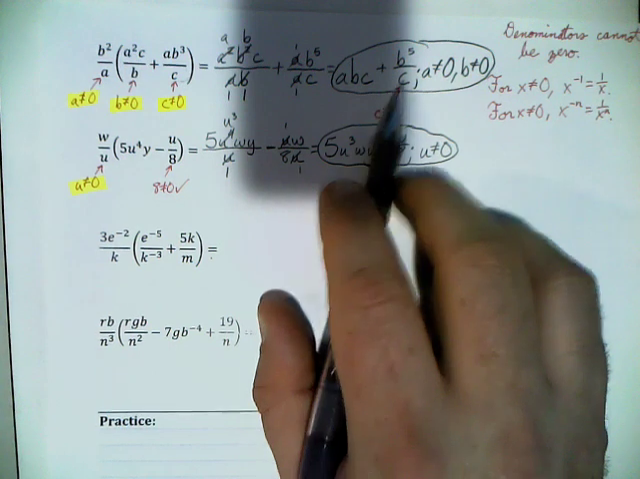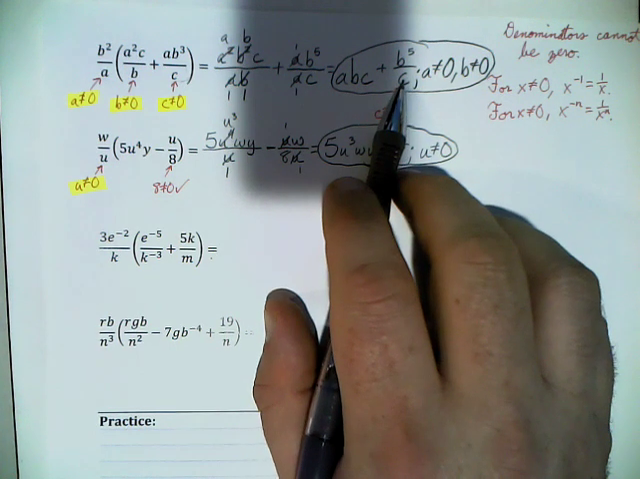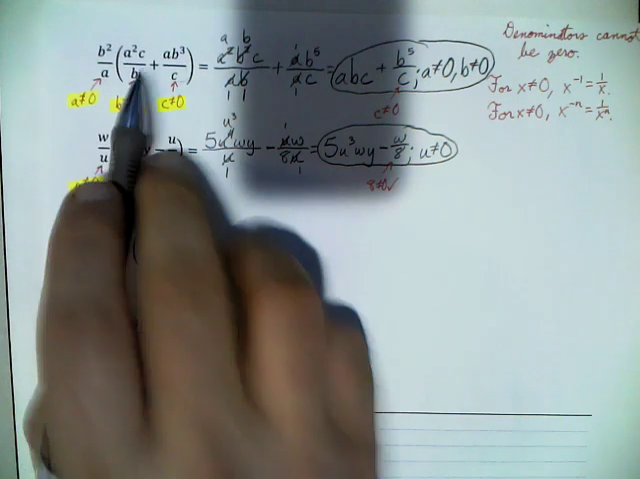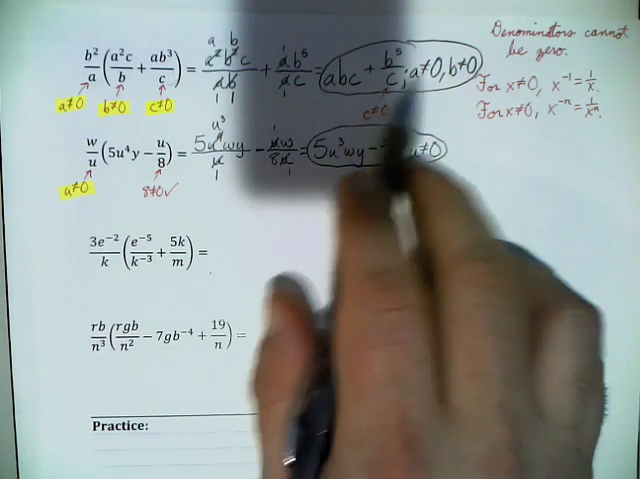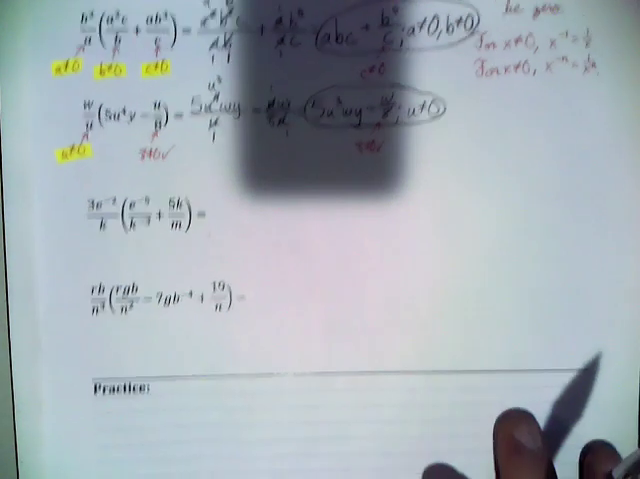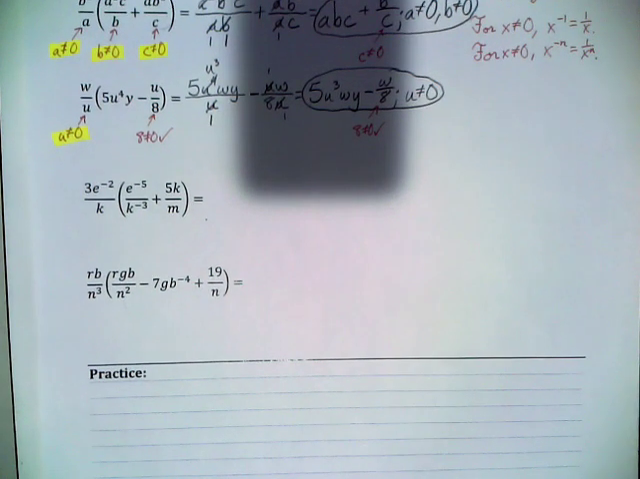So up here, the C not equal to 0 is still implied, but A not equal to 0 and B not equal to 0 are no longer implied over here, so they have to be stated. All right, looking at our next one. So there's quite a bit to go through here.